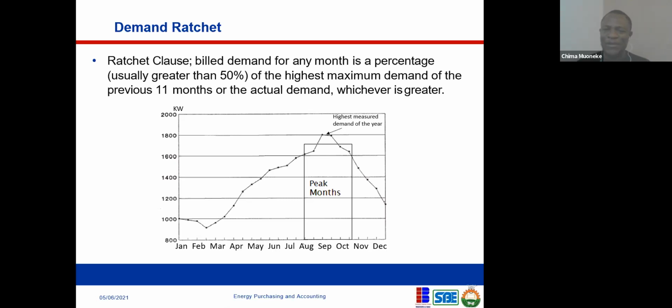Ratchet clause, they usually state it in percentage. They can say 70%, 80%. Like here, it's usually greater than 50%. So if you use, for example, 100 kilowatts in January, okay, and the ratchet clause says they're going to charge you 80% of your peak demand, even if you use 10 kilowatts in March, they will charge you 80% of that 100 kilowatts, which is 80. Meanwhile, you only use far less than that, but they're going to charge you based on that.